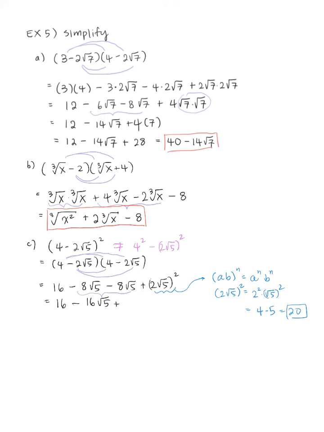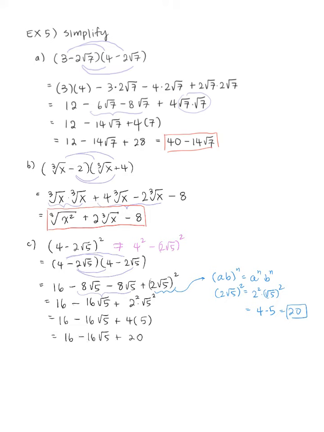Okay, so here I'm going to replace that by, I'll just write every step out. 2 squared times the square root of 5 squared. So we're going to have 16 minus 16 root 5, and then plus 4 times 5. All right, we got this. So this is going to be 16 minus 16 square root of 5 plus 20.